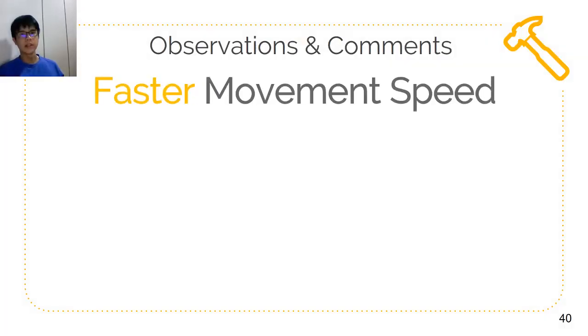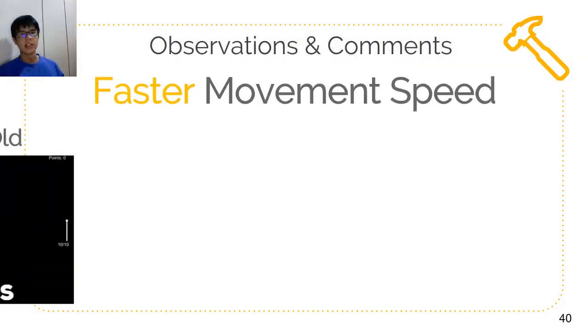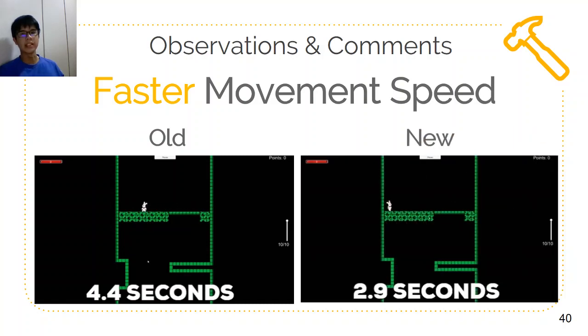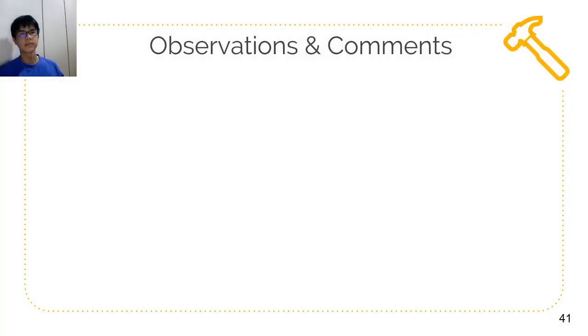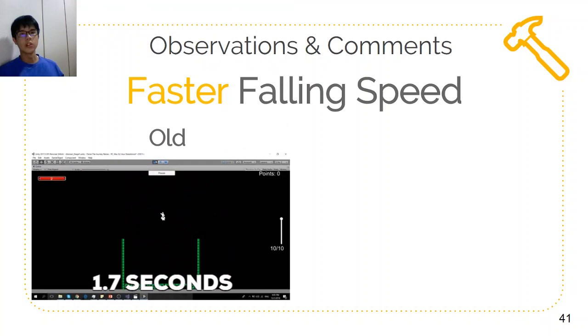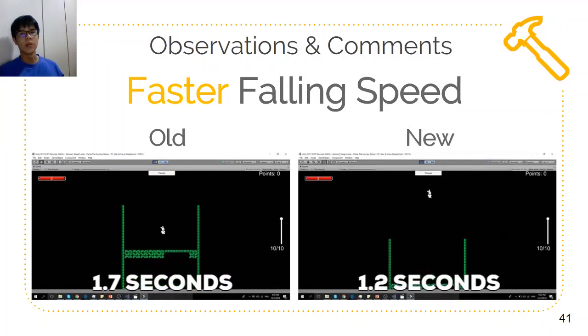The movement speed of the player has also been adjusted. The old speed required players to move from one end to the other in 4.4 seconds, while the new speed will allow the player to move in 2.9 seconds. The falling speed has also been adjusted slightly. The old speed required 1.7 seconds to reach the platform, while the new speed will take 1.2 seconds to reach the platform.